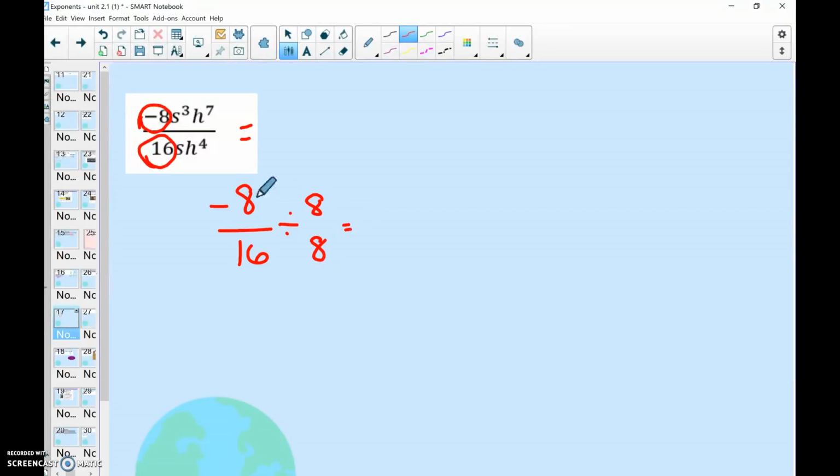If I do that, negative 8 divided by 8 is negative 1. 16 divided by 8 is 2. So there's my simplified fraction, negative 1 on the top, 2 on the bottom. You do need to make sure to simplify those coefficients. We've now got s to the 3rd, and this is really s to the 1st power. So check those. If I subtract their exponents, 3 minus 1 is 2.